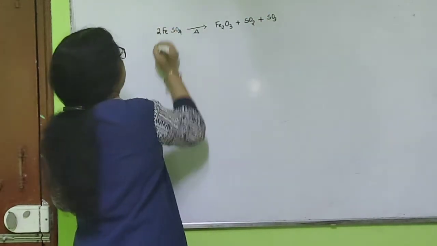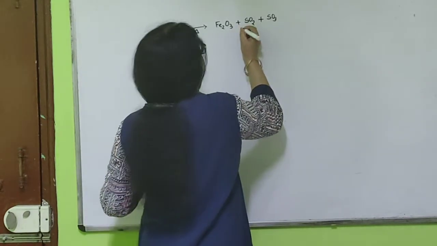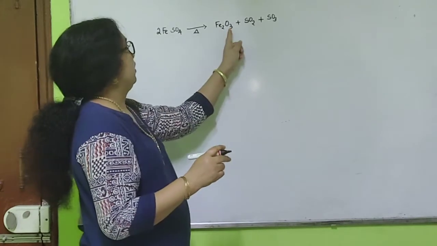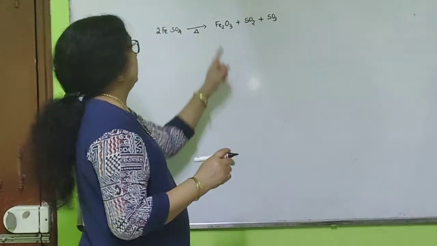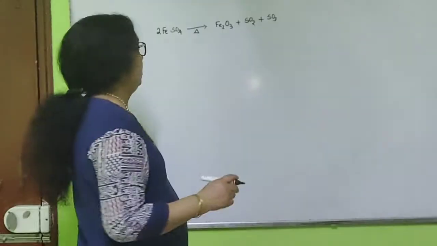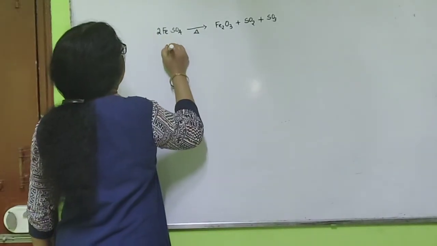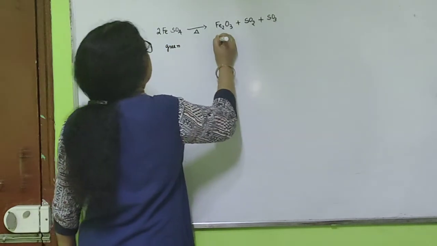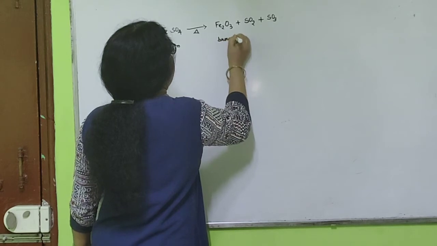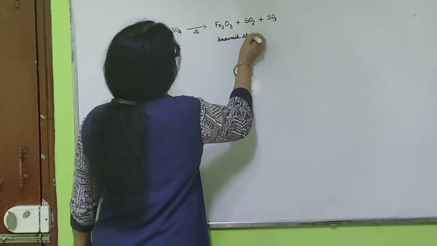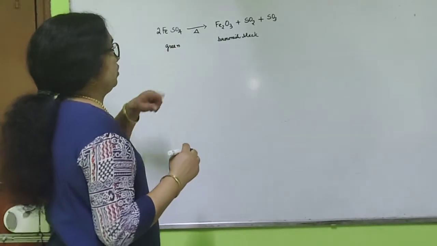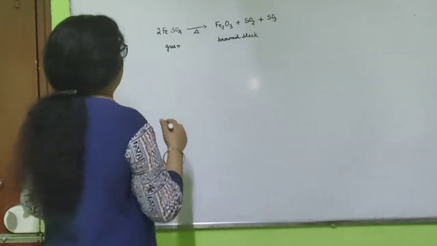So 2 FeSO4 gives Fe2O3, SO2 plus SO3. Total oxygen is 8: 3 plus 2 is 5, plus 3 is 8. Sulfur 2, iron 2. So the equation is balanced. Ferrous sulfate, what is the color? Green. And this is brownish black. So this is one of the first steps of heat. Here heat is used, so this is an endothermic reaction.